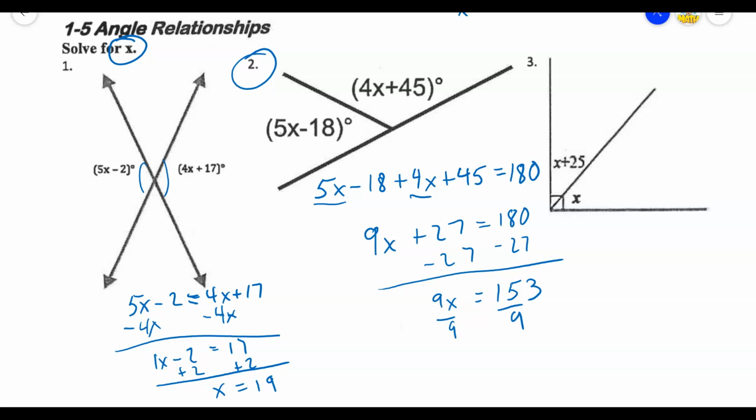And we should get 17 again. Oh, I got 19 last time. Sorry. X equals 17. Okay.